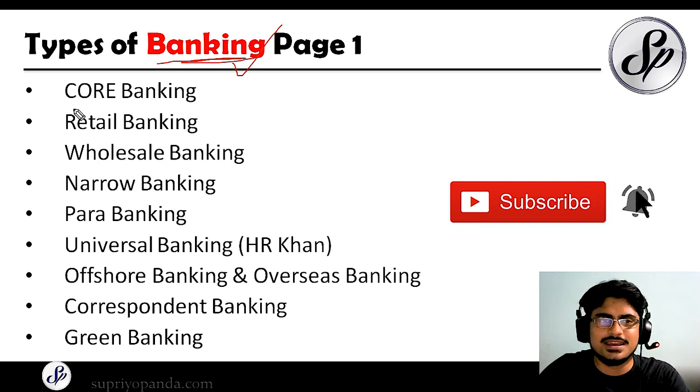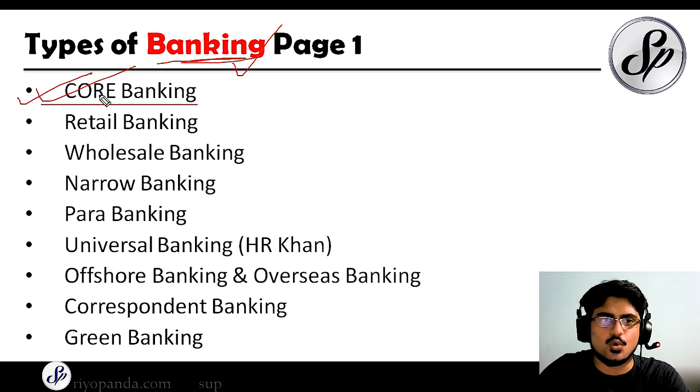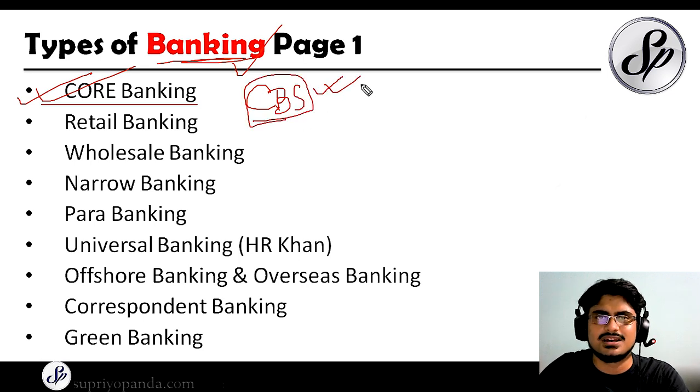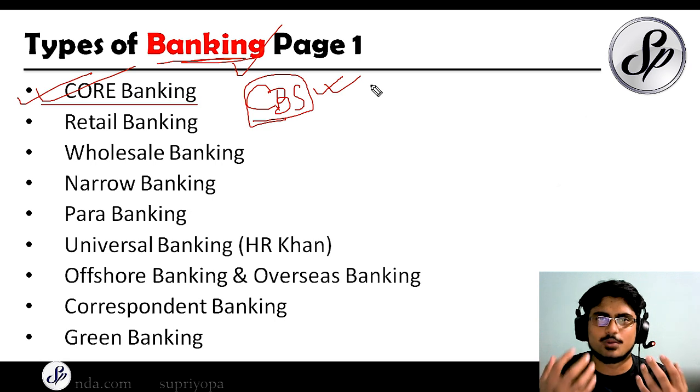So the first type is core banking. What does core banking actually mean? The full form of CORE is Centralized Online Real-time Exchange. We can call it CBS, core banking solutions, in the bank. So there is a centralized system by which each and every branch of the bank can actually talk with each other, and that is what core banking means.